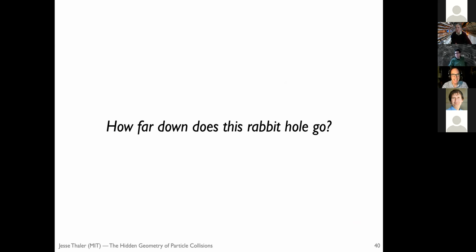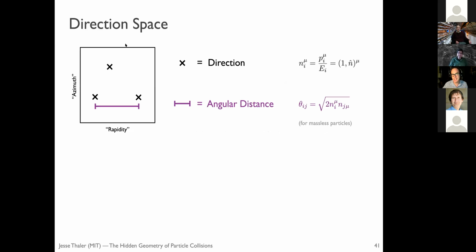Okay. So how far down does this rabbit hole go? Let me tell you my whole talk again, rapid fire. We started off with the manifest geometry of collider data. What do I mean by that? I have a direction space, a space of rapidity and azimuth. I have notions of direction in that space. I have an angular distance. This is the manifest geometry of collider data.